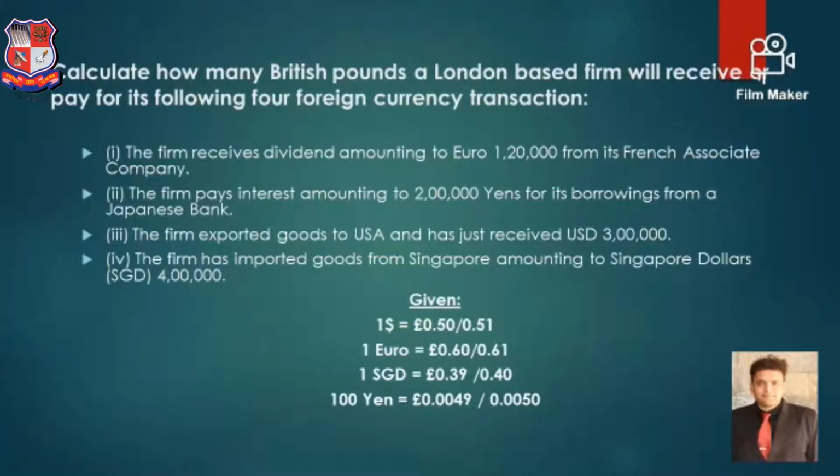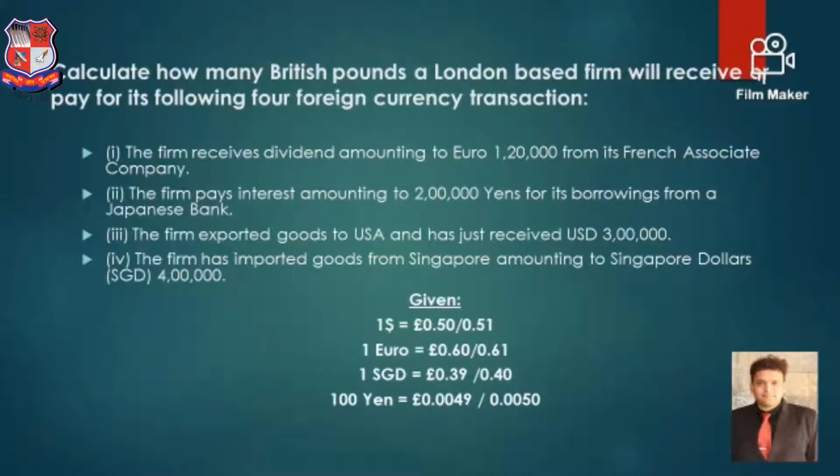So we are based in London. Like in India, if the company is in India, rupees is the domestic currency. Now as the company is a London based company, pound is the domestic currency and the remaining are foreign currencies. So we have to calculate everything in terms of pound. Now the questions are given as follows.